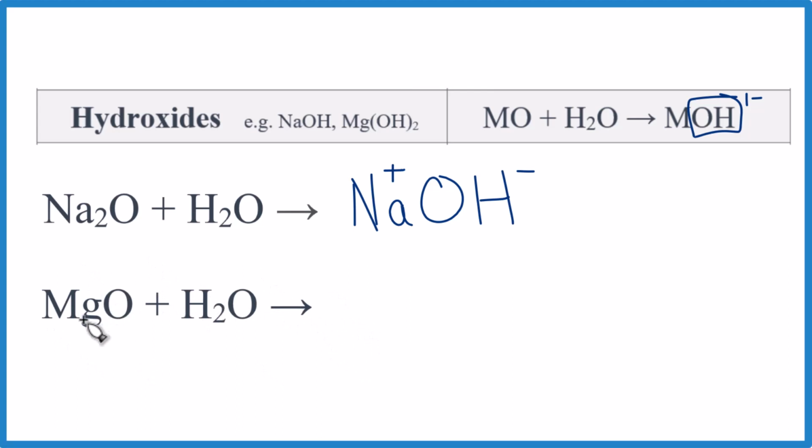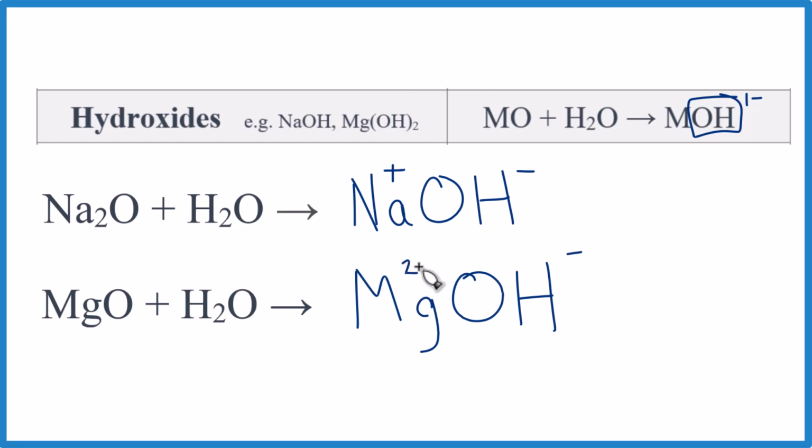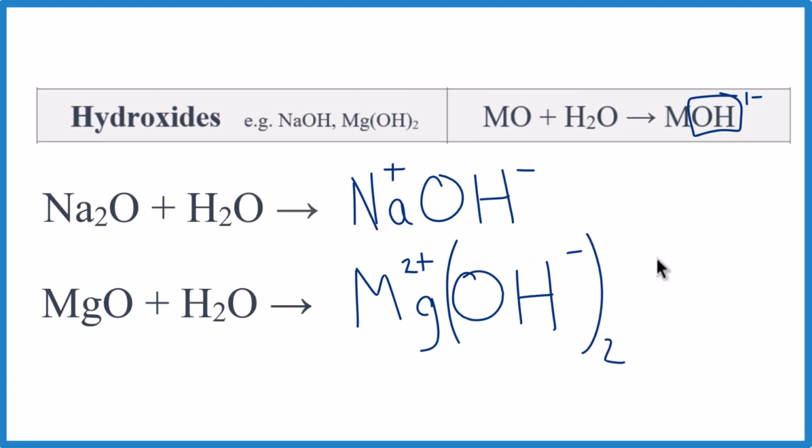And know that magnesium forms 2 plus ions. So we have our metal, that's the magnesium, and then we have the OH. But remember, the whole OH is 1 minus. Magnesium, that's 2 plus. So we need to have 2 of these for this to work. So we end up with Mg(OH)2 as the correct answer for the combination of MgO plus H2O.